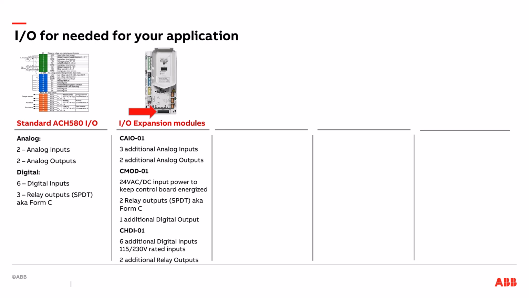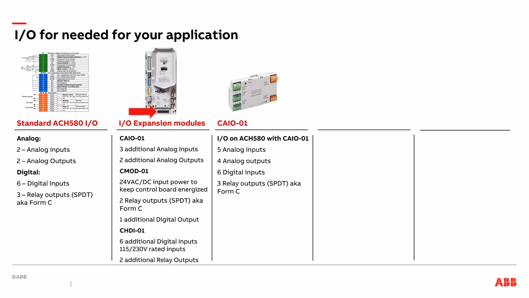You could also install a CMOD or CMOD-01, which gives you 24-volt AC/DC input power to keep the control board energized, 2 additional relay outputs, and 1 additional digital output, or the CHDI-01, which would provide 6 additional digital inputs, which are 115 volt to 230 volt rated inputs, along with 2 additional relay outputs. The CA-IO-01 expansion module applied to the ACH580 drive provides you with a total of 5 analog inputs, 4 analog outputs, 6 digital inputs, and 3 relay outputs.